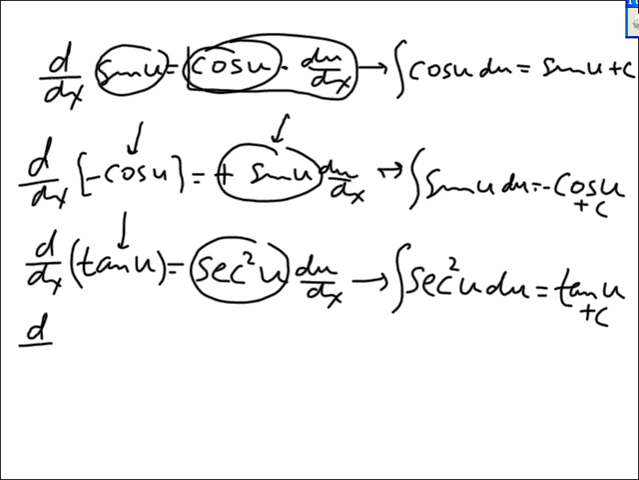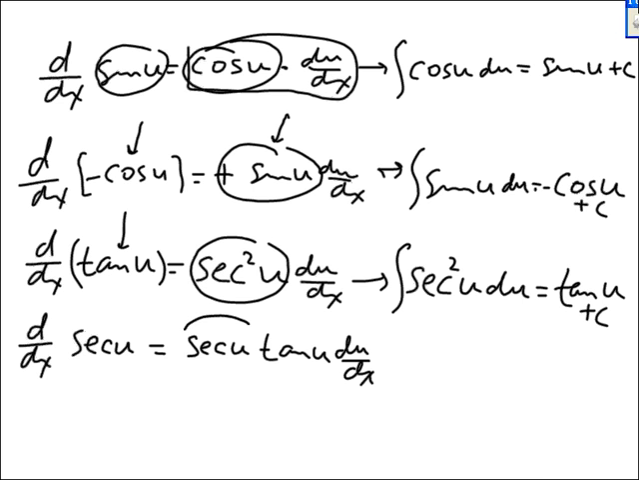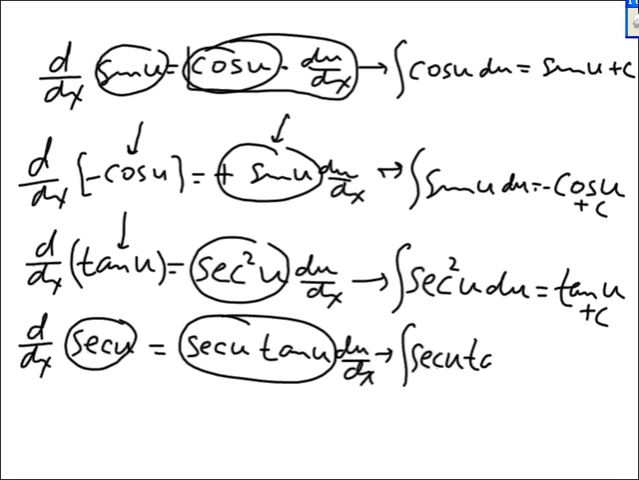We know that the derivative of secant of u is equal to secant of u tangent of u times the derivative of u. That means the integral of this du equals that, plus c. The integral of secant u times tangent u times du is secant of u plus c.